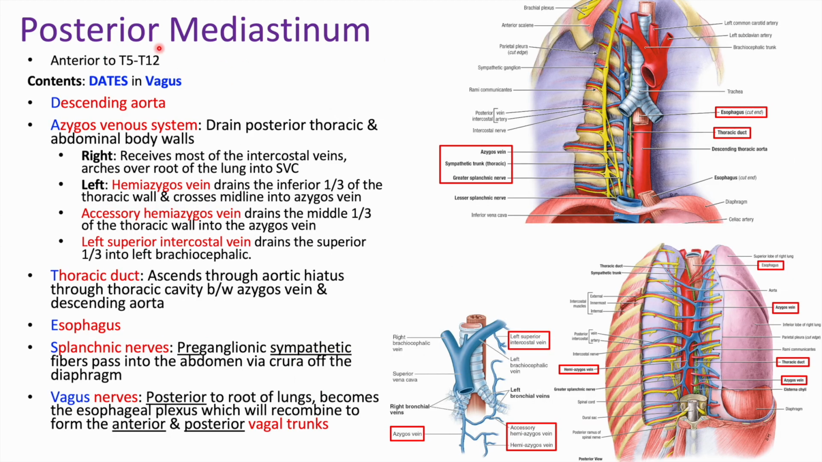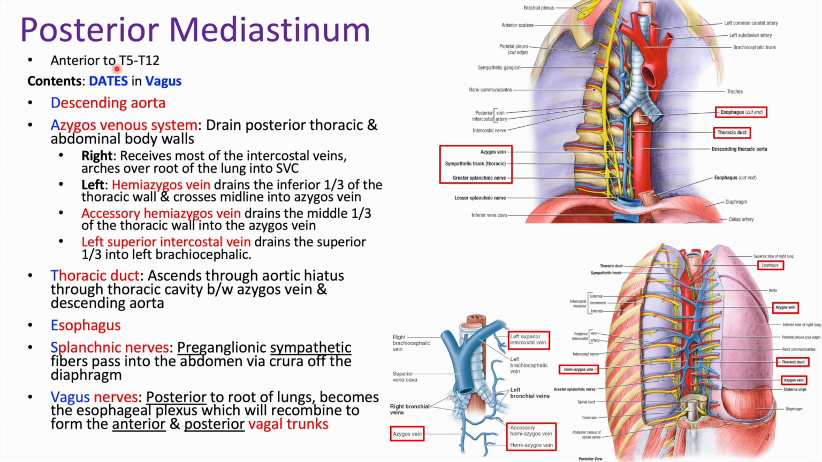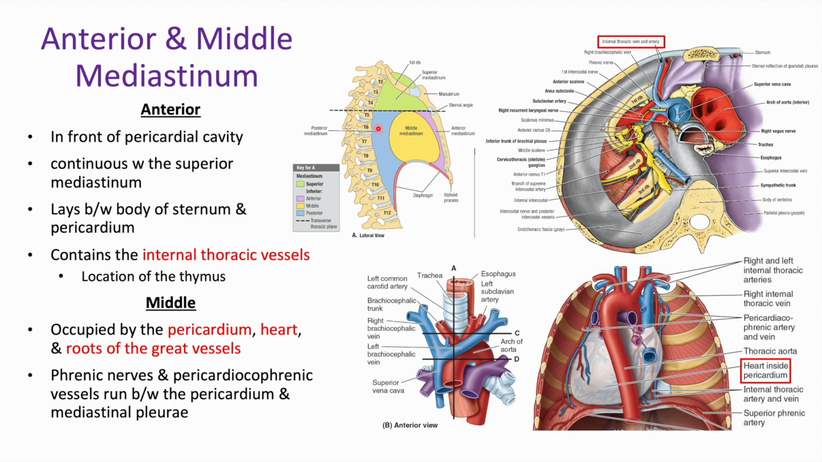Next, let's look at the posterior mediastinum, which, going back, is the blue region here. This is going to be another big one. This is going to be our descending aorta and vagus. So in the posterior mediastinum, you're going to have the descending aorta and vagus. This is going to be anterior to T5 through T12, which you can see here.